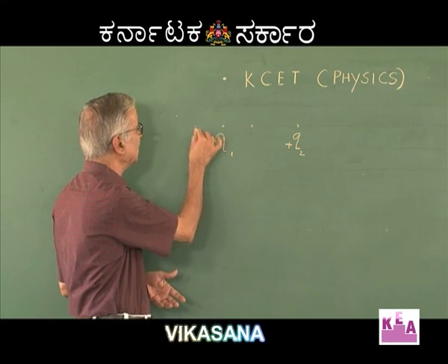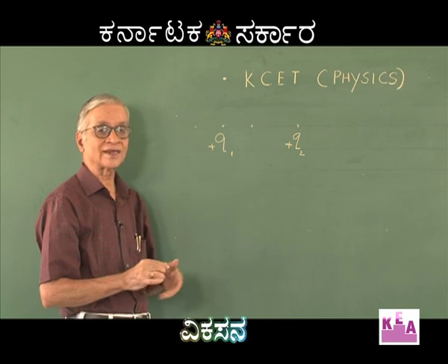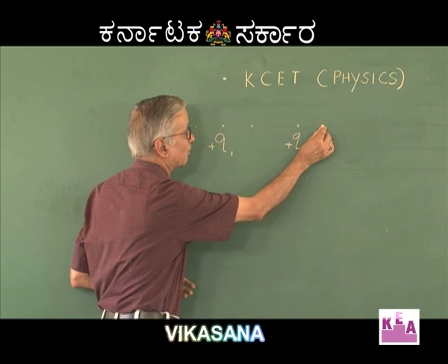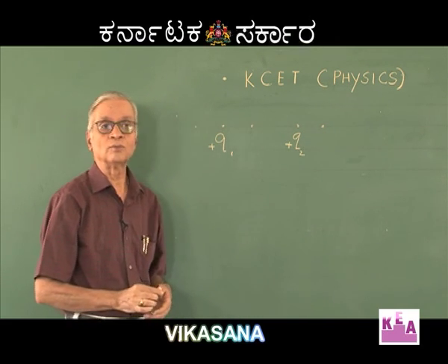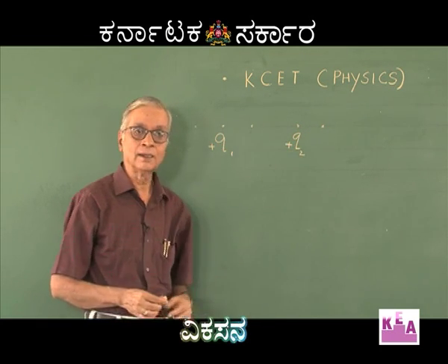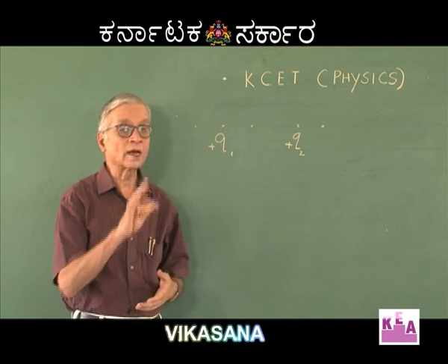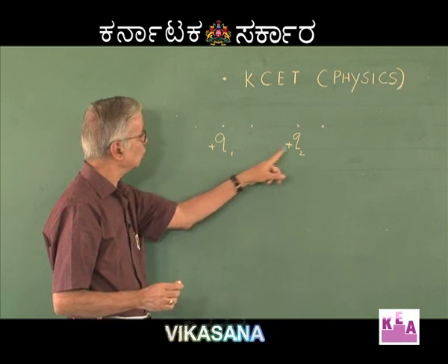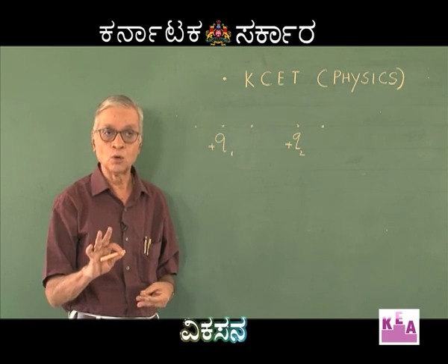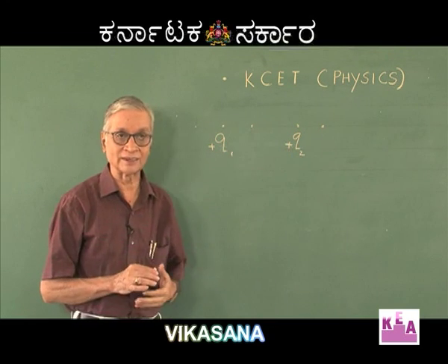If you consider a point to the left of Q1, Q1 will repel, Q2 will repel. Both are in the same direction. Resultant can never be 0. If you consider a point to the right of Q2, once again Q2 will repel, Q1 will also repel. The resultant intensity can never be 0. By this, we come to a conclusion that when the two charges are of the same nature, the electric intensity can be 0 only at a point between the two charges along the line joining them.